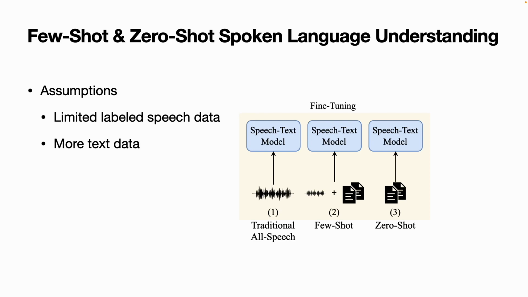The first one is a traditional approach. We fine-tune the model with all speech data. The second and third ones are the proposed few-shot and zero-shot scenarios. In the few-shot scenario, we assume we have very little speech data, but more text data. And in the zero-shot scenario, we use only the text data during fine-tuning. But no matter how we fine-tune the model, when we are testing the model, we always use speech as input.